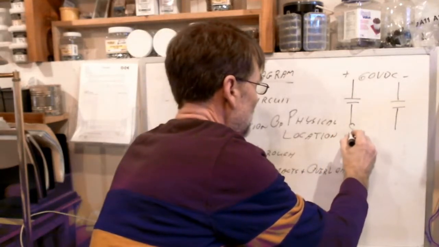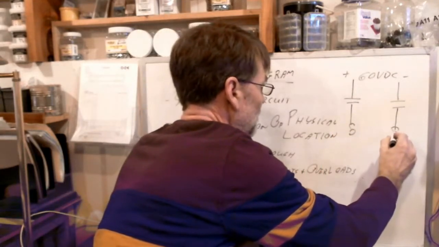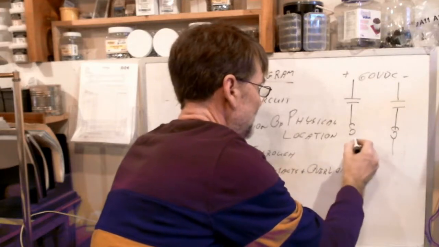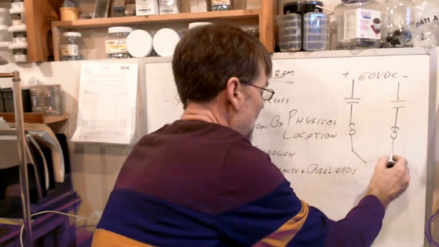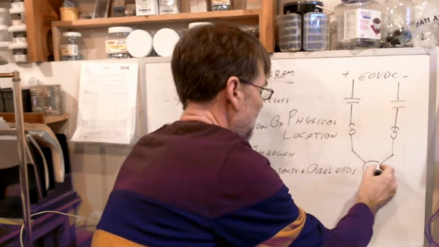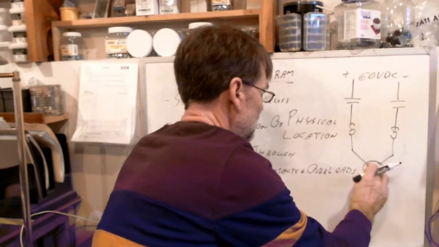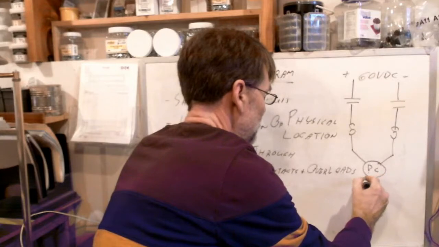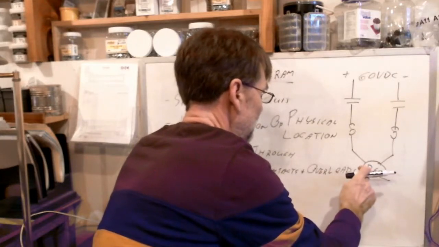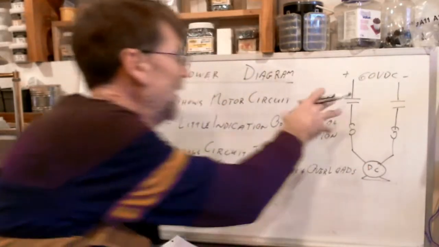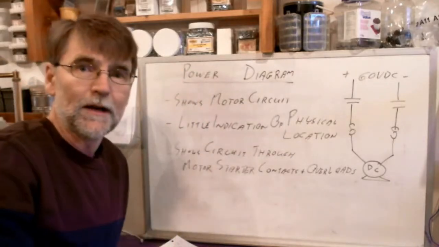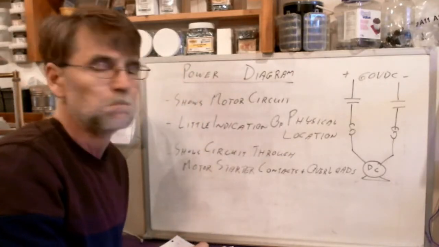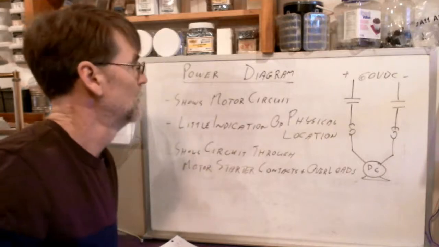And then we have these things called overloads, which protect the motor. And then we come to our DC motor. That is a D, believe it or not. Okay, and that's a very simple power diagram. Not much to it, but that'll do it.